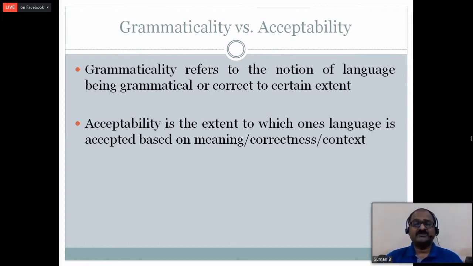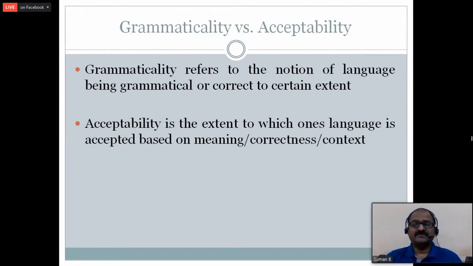So, when you speak to somebody, when you communicate to somebody, you make mistakes. All of us do make mistakes. Some of us make more, some of us make less. This applies even to our mother tongue usage. Even in our mother tongue, we still make some basic mistakes. Sometimes we are aware, sometimes we are not aware of these mistakes. But in spite of that, when you as a speaker speak or write, your receiver accepts your language with all your mistakes, because it is meaningful, because it is making sense. That refers to acceptability.